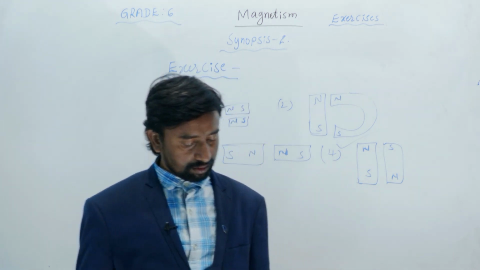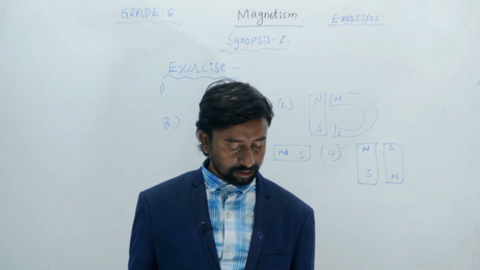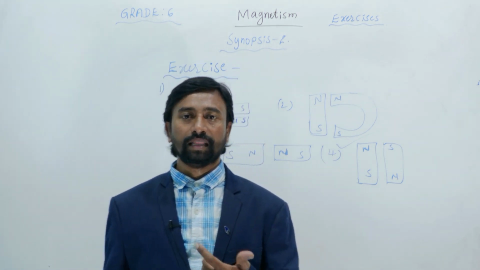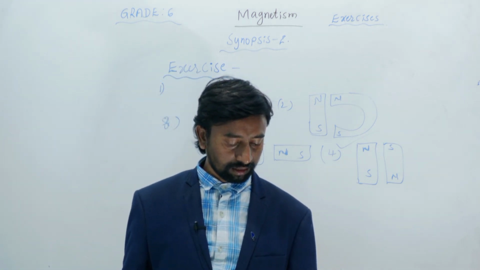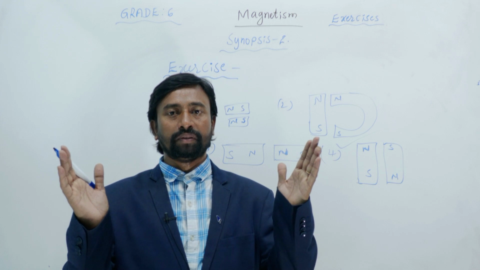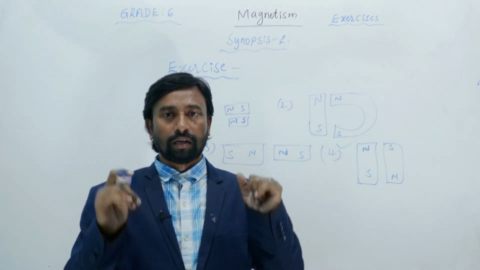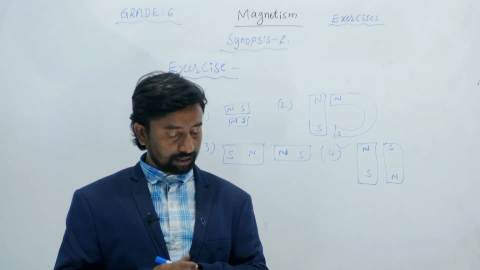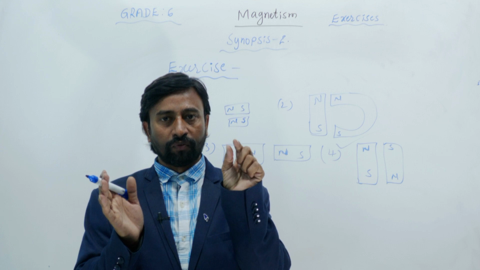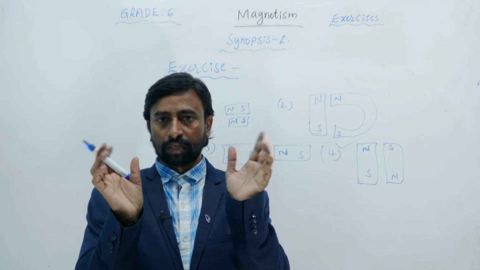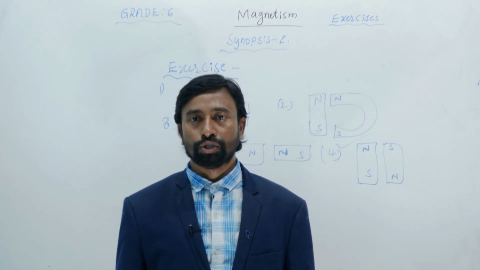Now the second exercise is given here. The distance between the two magnetic poles is called the magnetic length. We have seen this expression. The actual length of the bar magnet, the distance between its edges, is called the geometrical length. The magnetic length means the distance between the center of one pole and the center of the other pole.